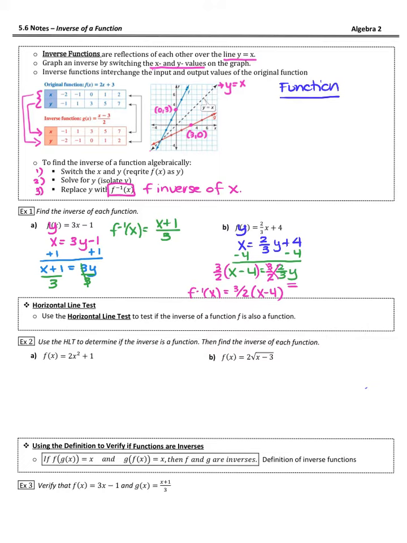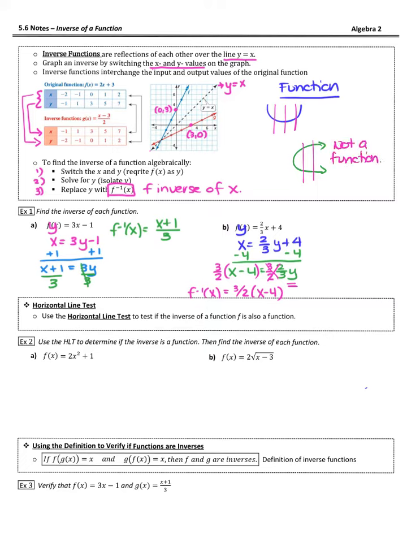So something is a function if it passes the vertical line test, meaning as I run my finger down it, I only cross the graph once. If something is not a function, like if I had a sideways parabola, notice that I cross it at two different places. That is not a function.